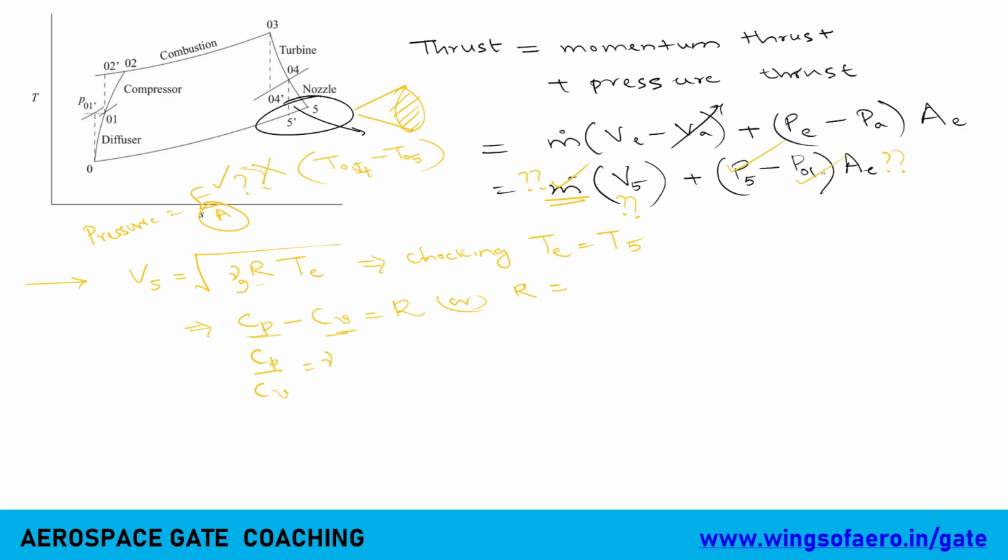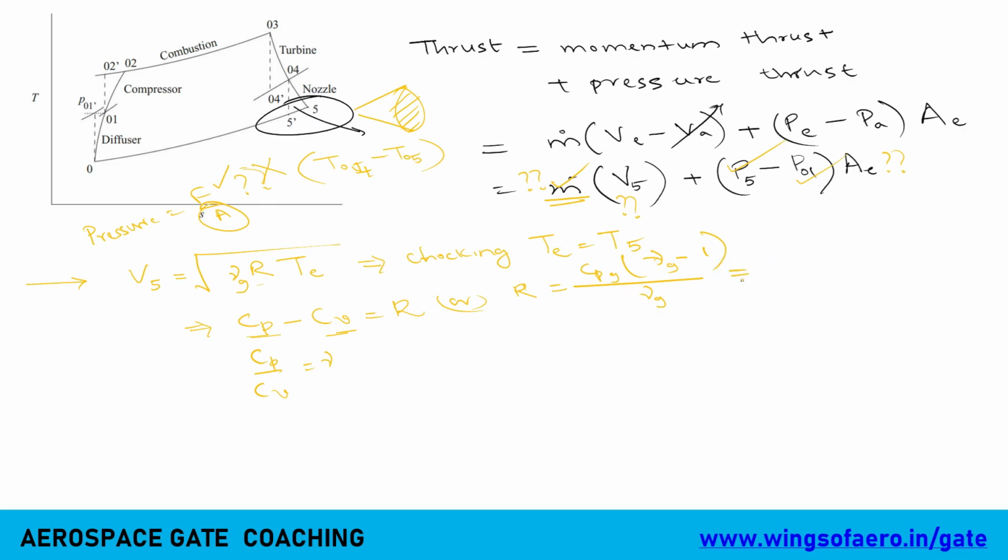In GATE, they will make you confused, so you should know how to get one parameter in different ways. If you simplify the relation between them, R becomes CP times (gamma minus 1) by gamma. And here you are going to use everything as a gas.